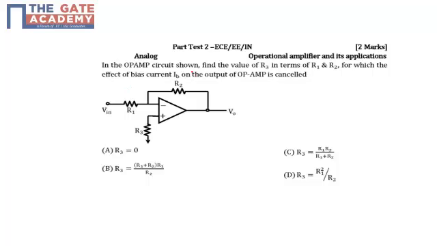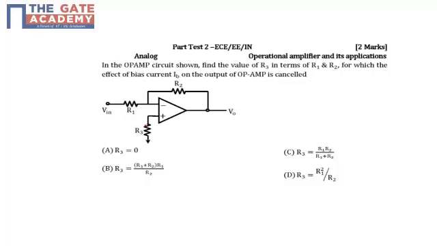Hello friends, this question is from the subject of analog electronics, in the topic of operational amplifier. In the question we have an op-amp whose inverting terminal is connected to resistors R1 and R2, and whose non-inverting terminal has a resistor R3. We need to find the value of R3 such that the bias current IB is ignored.